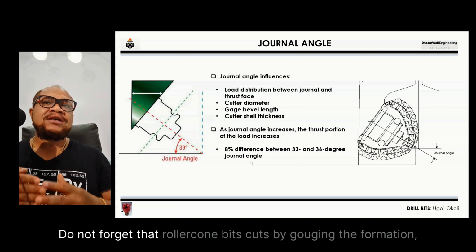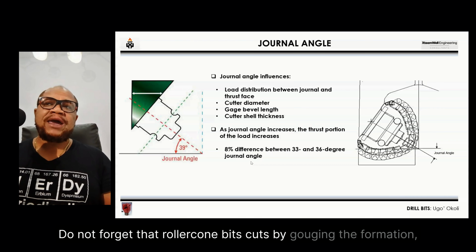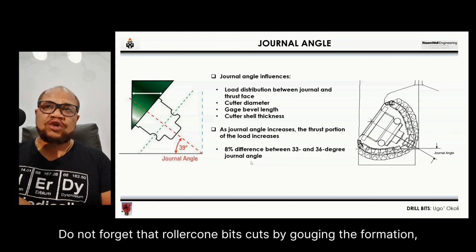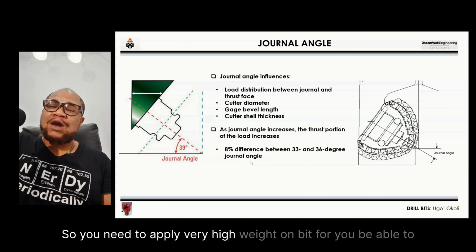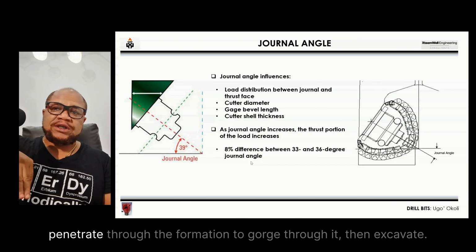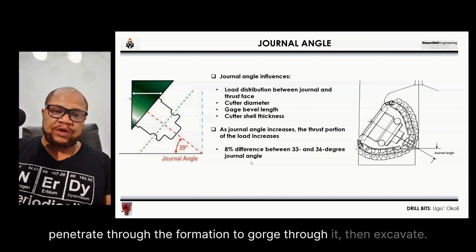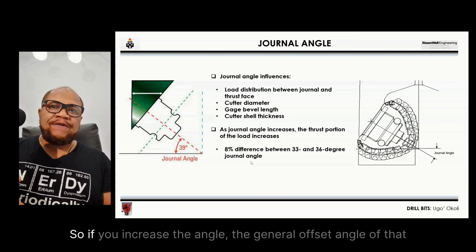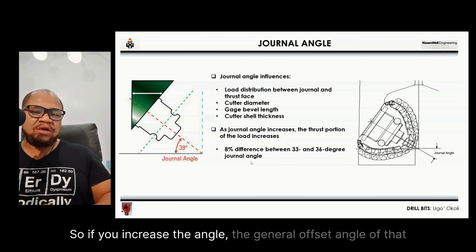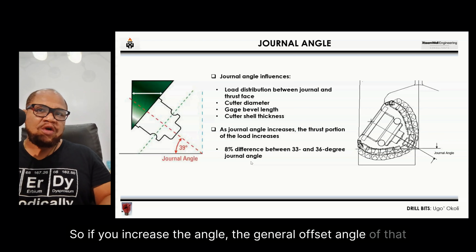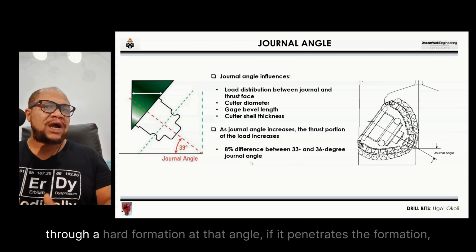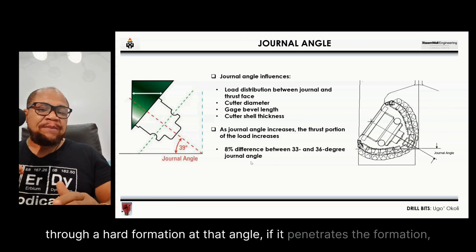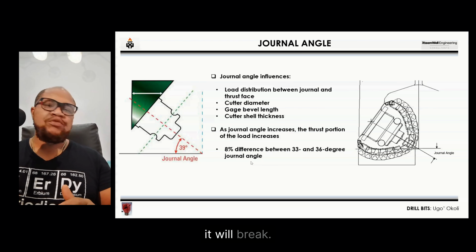Do not forget that roller cone bits cut by gouging and excavating the formation. So you need to apply very high weight on bit to be able to penetrate through the formation, to gouge through it, then excavate. So if you increase the general offset angle of that particular bit during the design, and you use that bit to drill through a hard formation, at that angle, if it penetrates the formation, it will break.